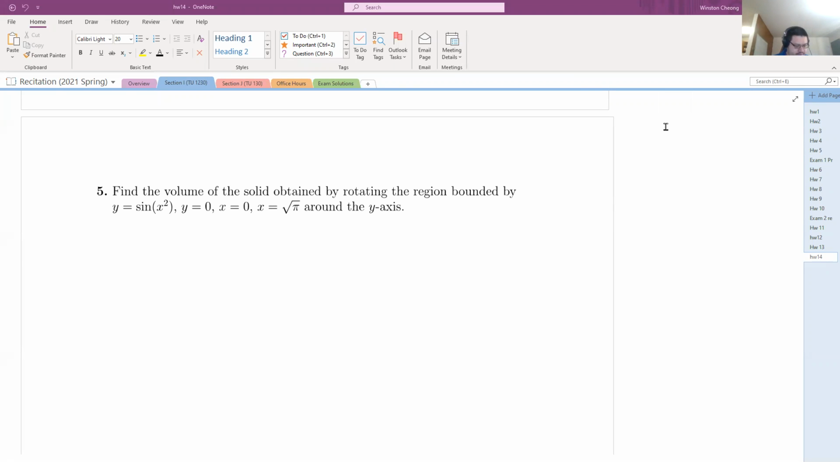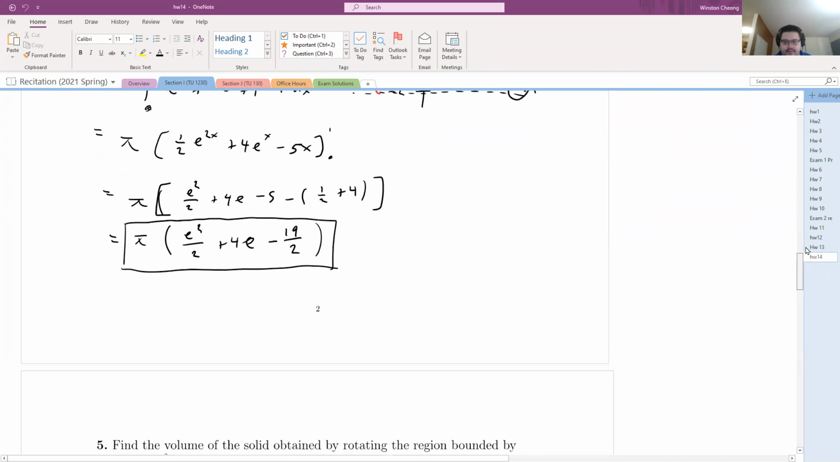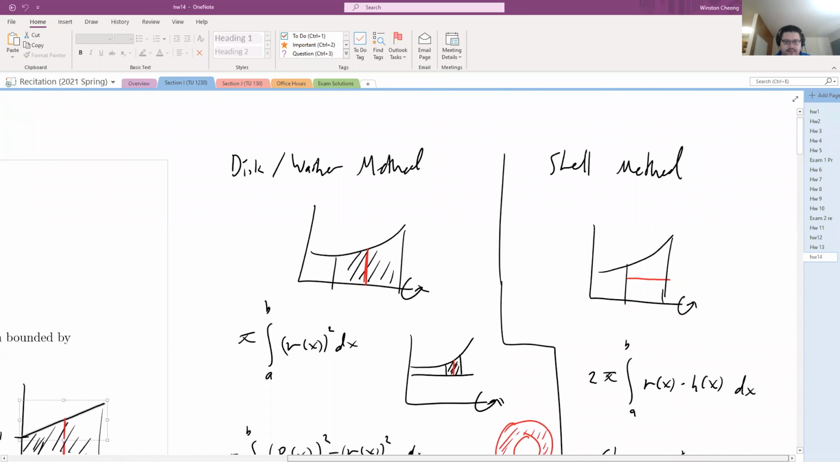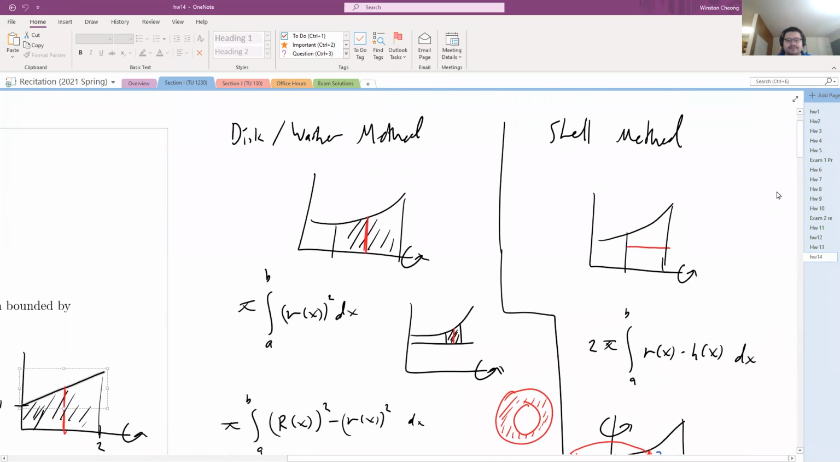So we're continuing with the second half of this. The other day we worked on problems that used the disk method and the washer method, but I had introduced both that method and the shell method to you. So let's just look over this one more time. The two methods use different formulas that you should have in mind.